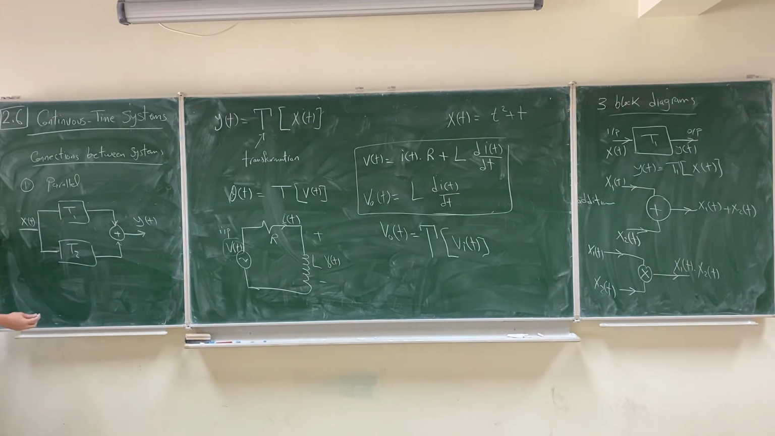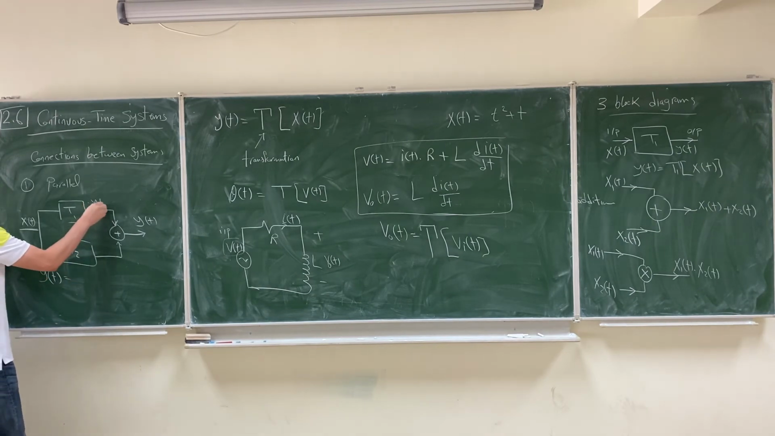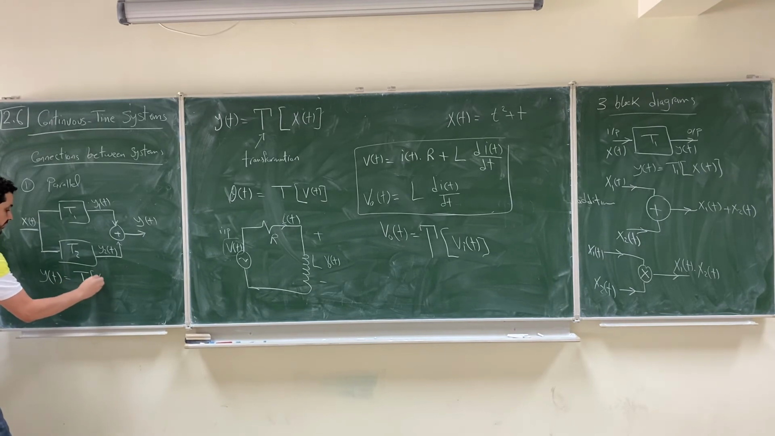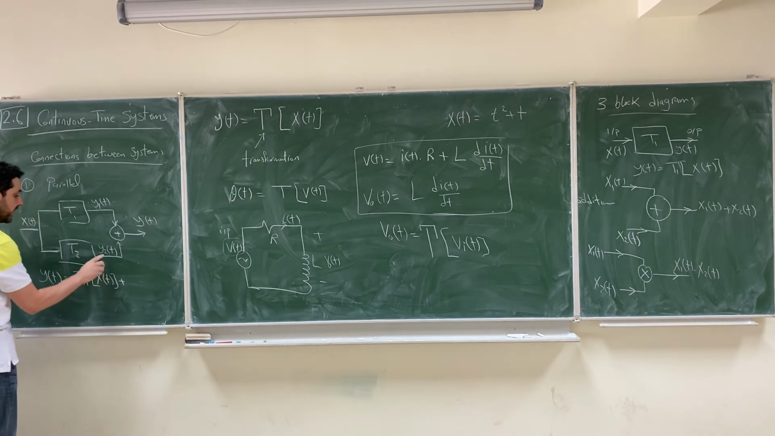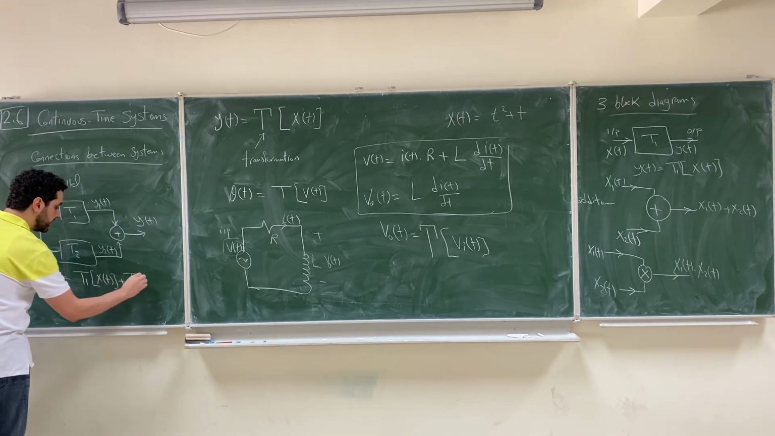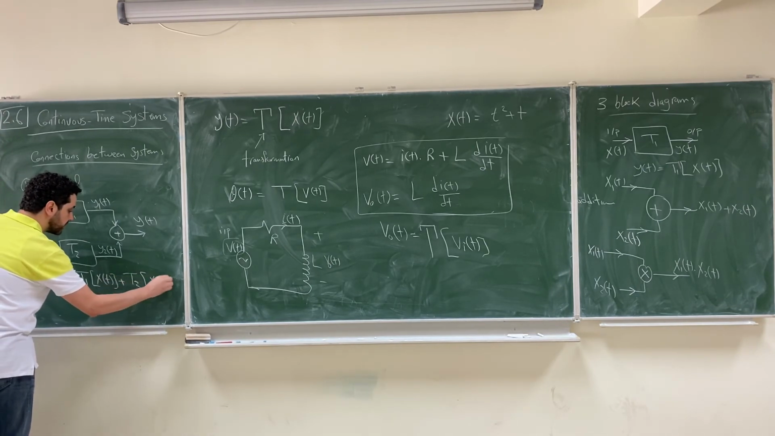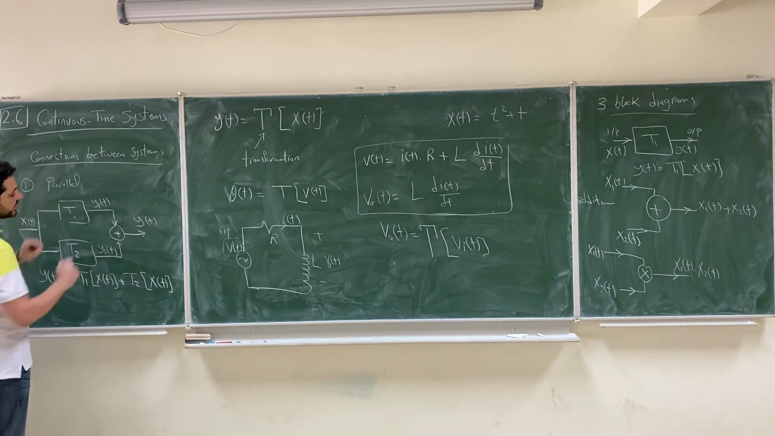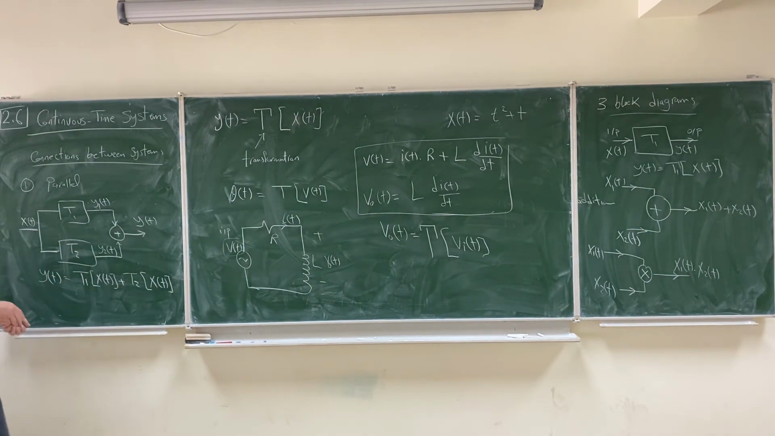Here, the output y of t equals what? If we want to write an equation for this parallel connection, the output y of t would be the summation of these two signals. Let's say this is y1, this is y2. So it's the summation of y1 plus y2, and y1 equals the transformation T1 of x of t, and y2 equals the transformation T2 of x of t. This is called the parallel connection, where the input goes to two parallel systems, and then the outputs of these two parallel systems are added together, okay?